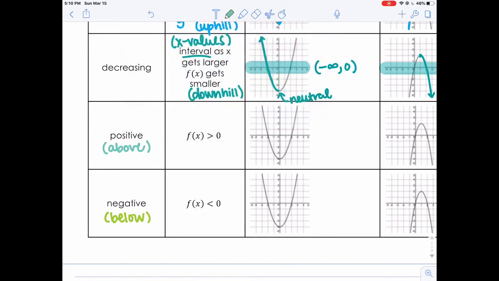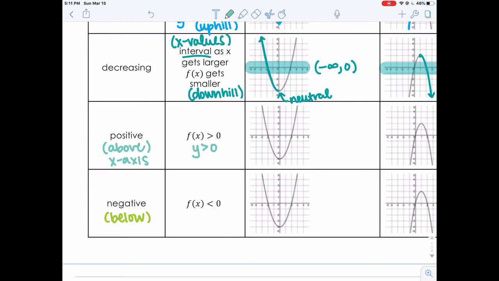Okay, for the positive intervals, sometimes there's more than one, sometimes there's only one. There could even be none if the parabola is entirely below. But what we're looking at above and below is the x-axis. Is it above the x-axis or is it below the x-axis? So these are the intervals where y is greater than 0. So we're taking a look at our y-axis and splitting it with positives and negatives.